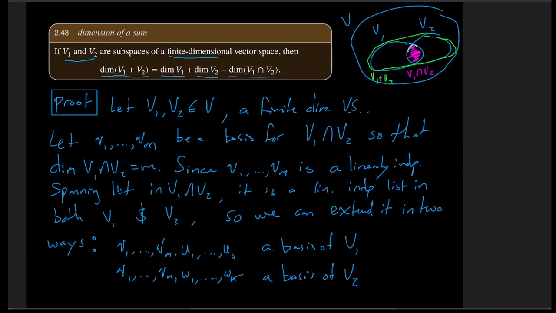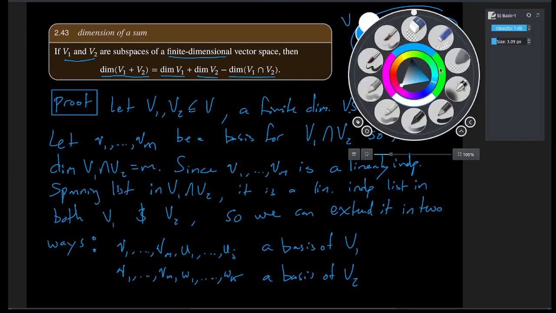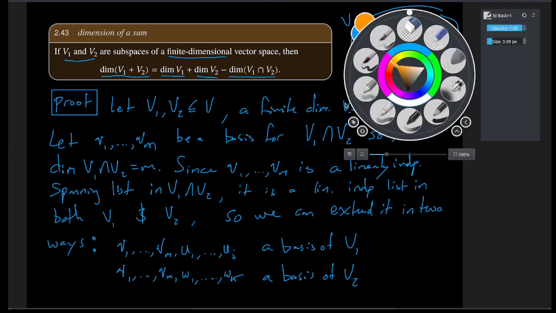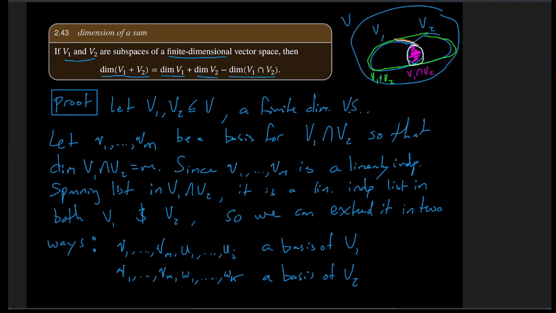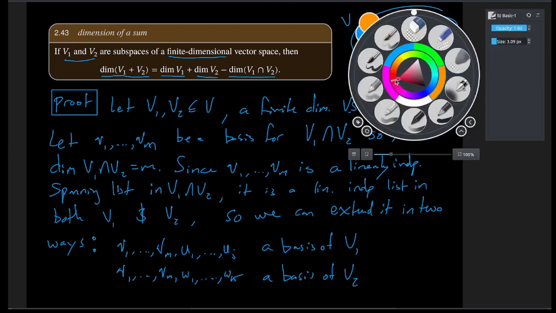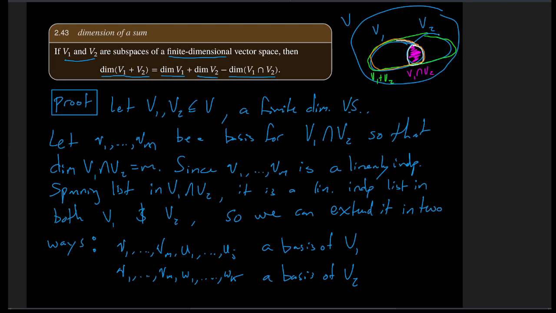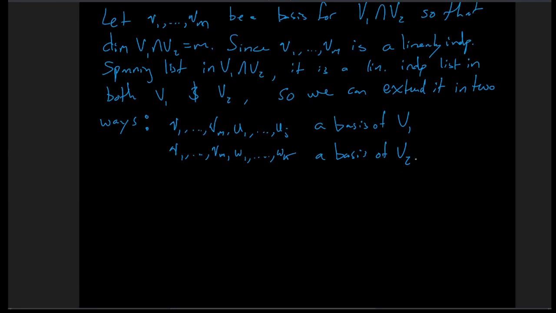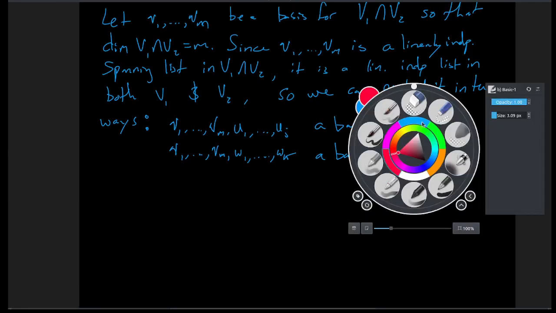So we're starting out with a basis for this guy right here. And then we're going to take it in two different directions. One, I'm going to take it to do this one right there. And then on the other side, I'm going to take it to become a basis for this chunk. All right, nice. So I've got a basis for v1 and a basis for v2.